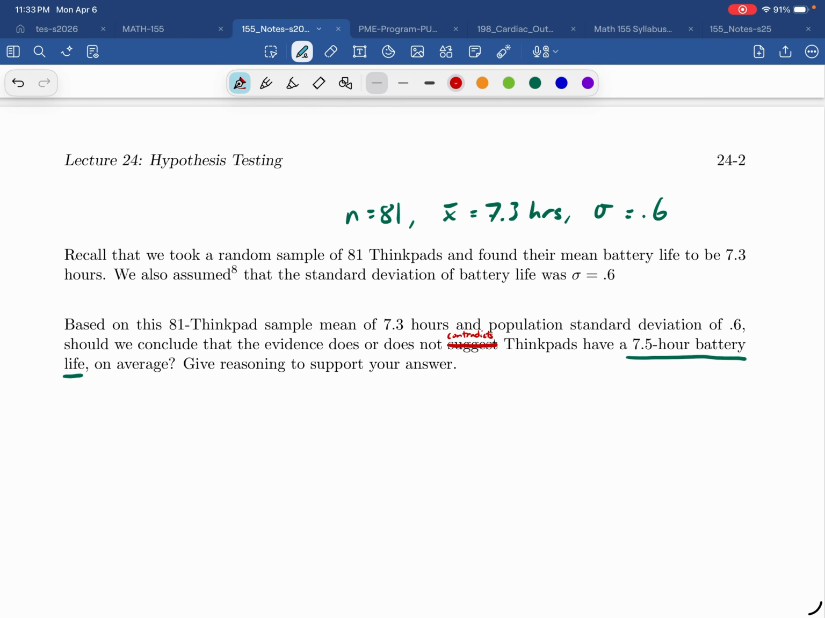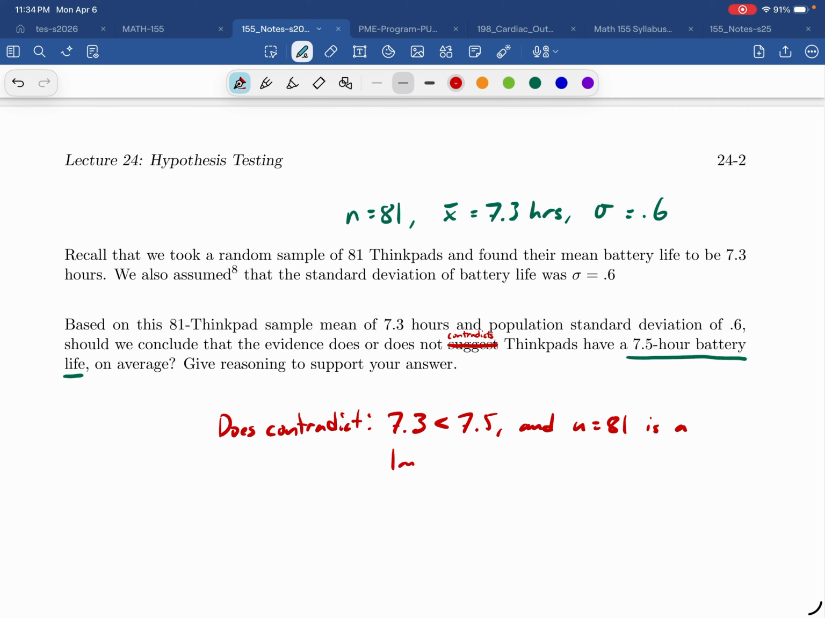Do you think it doesn't contradict? I know it's a double negative, but this is how it's phrased. And I'll give both. All right, well, let's consider both situations. It does contradict. Well, 7.3 is less than 7.5 hours, and n equals 81 is a large sample. So is there really going to be all that much random variation with a large sample?